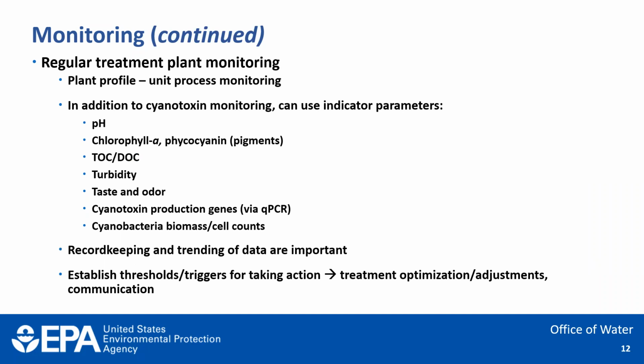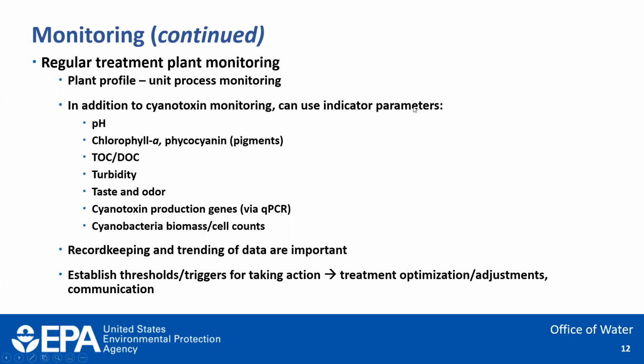Continuing with the monitoring theme, as I said, regular monitoring is important. Trending the data is important. It's within the plant too that's important. So if you have the resources to conduct plant profiling, even doing one when you don't have a bloom is helpful to compare for when a bloom does happen, and that can highlight where the plant's having issues treating the harmful algal bloom or the cyanotoxins.